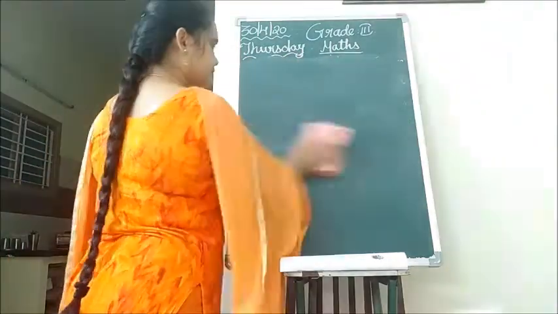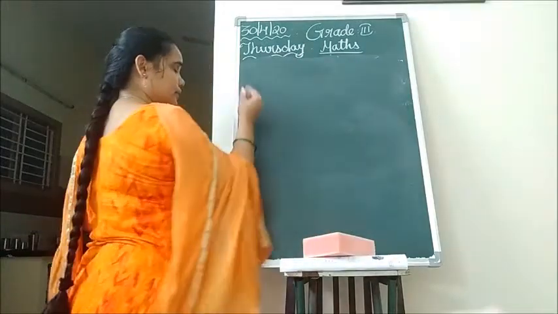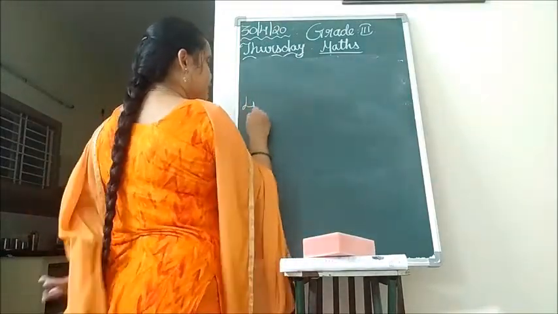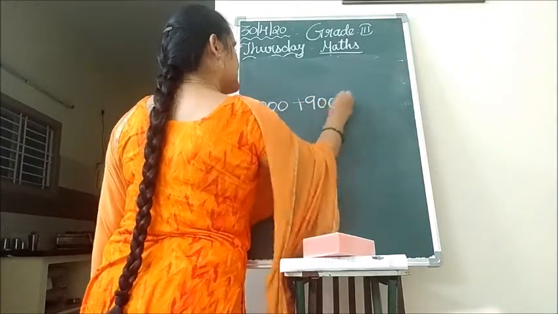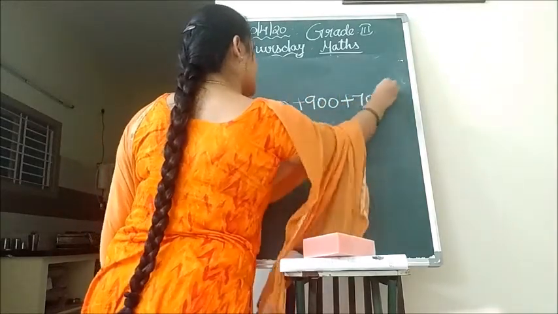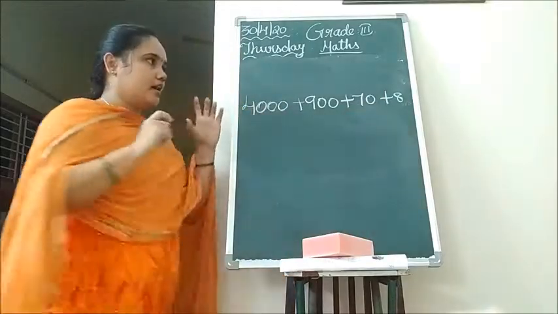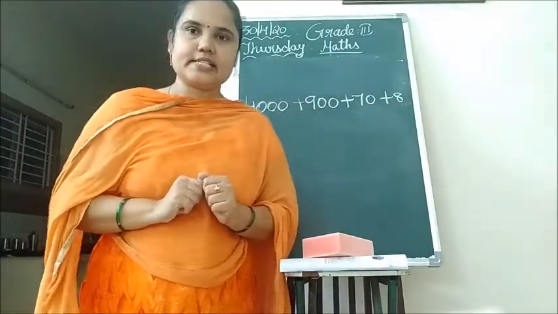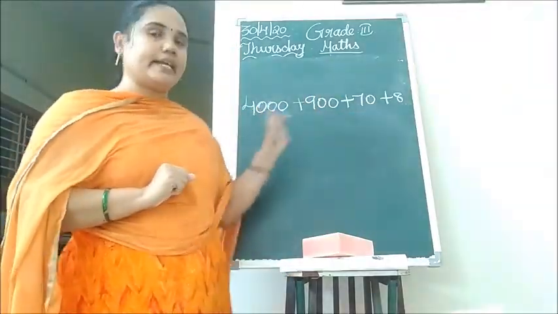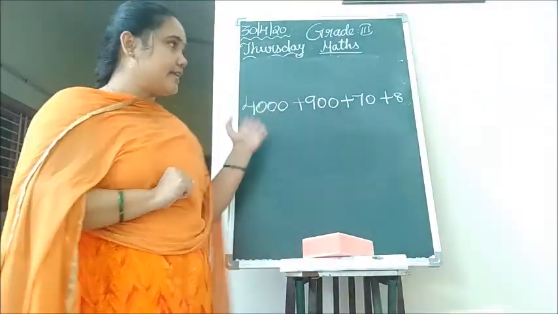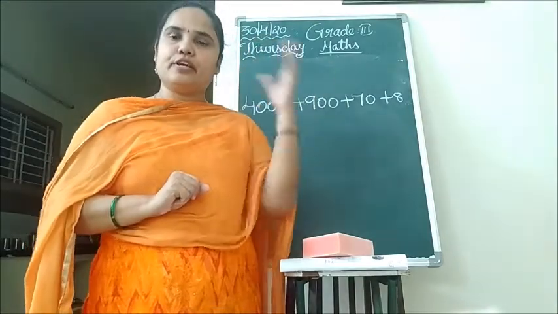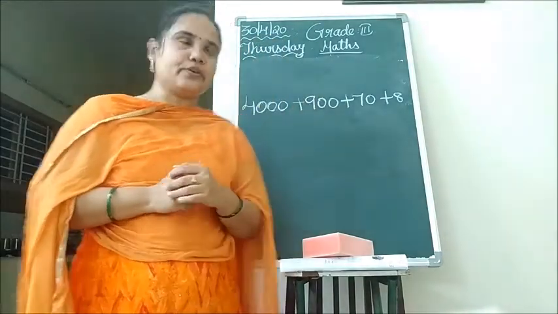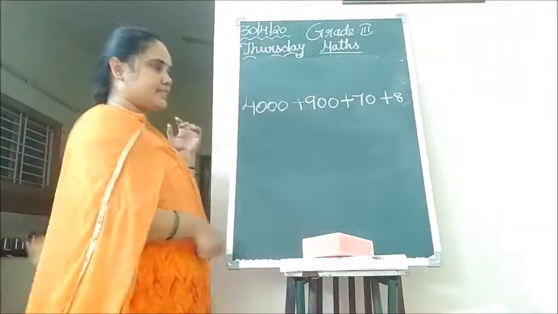Okay, children. Now look here, look at this example. 4000 plus 900 plus 70 plus 8. Here the place value of each digit is given. We are going to write the number. Okay children, here expanded form is given and the place value of each digit is given. How we are going to form the number? Let us see. Okay. First write the places.